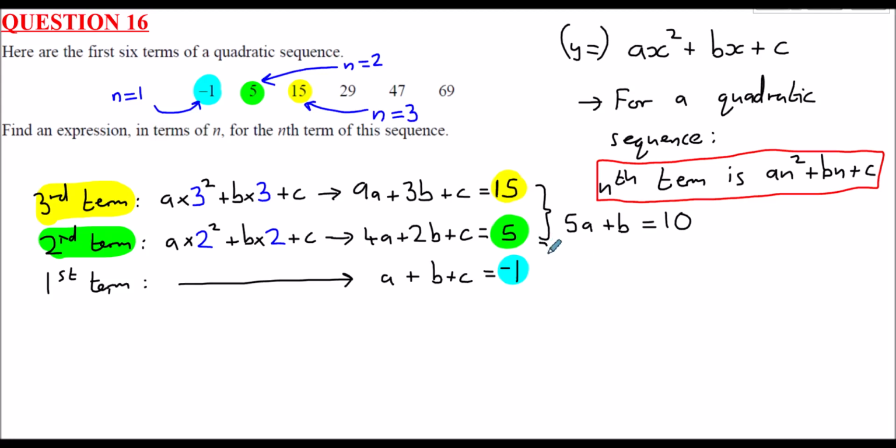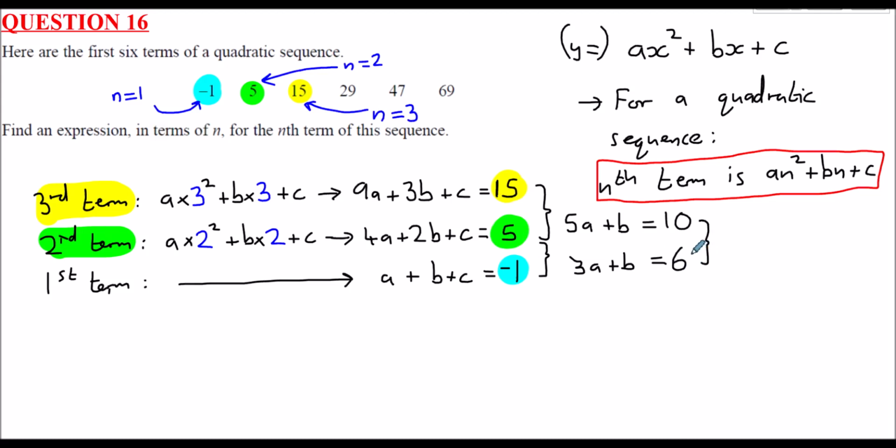And likewise, if I do the same with these two equations, the middle and the bottom, and do the middle one subtract the bottom, 4a minus a gives me 3a. 2b take away 1b just leaves me with 1b. And again, the c's cancel. c take c is nothing. And 5 minus 1 is 5 plus 1, which is 6.